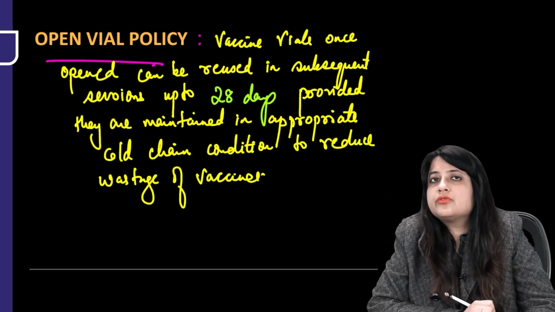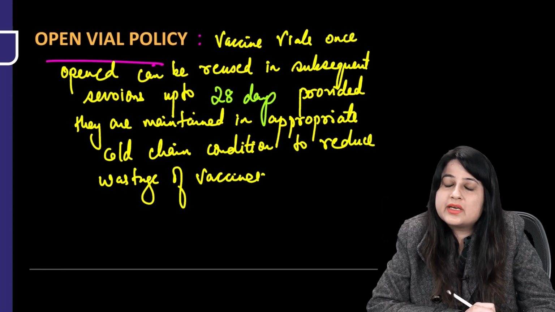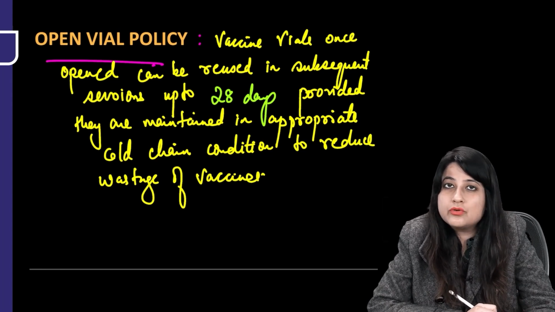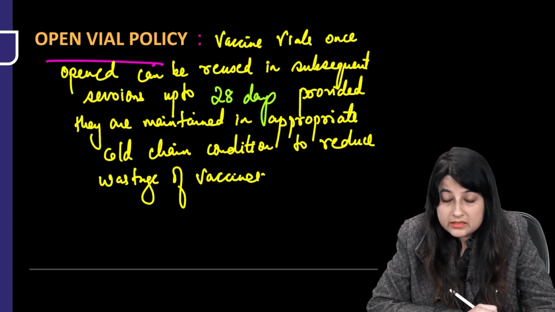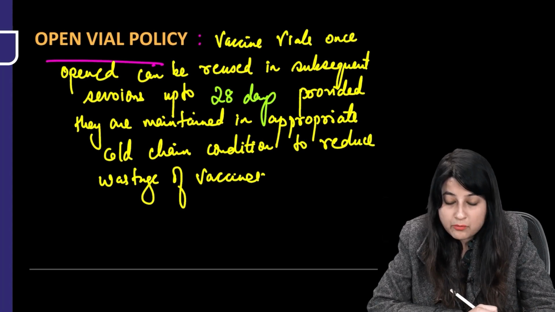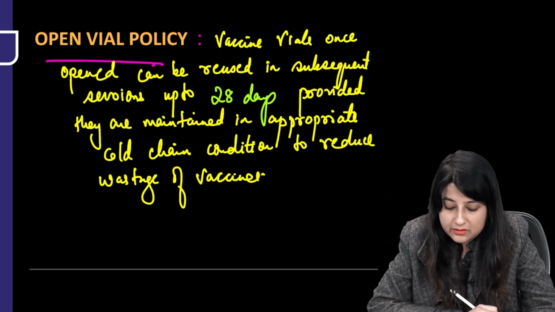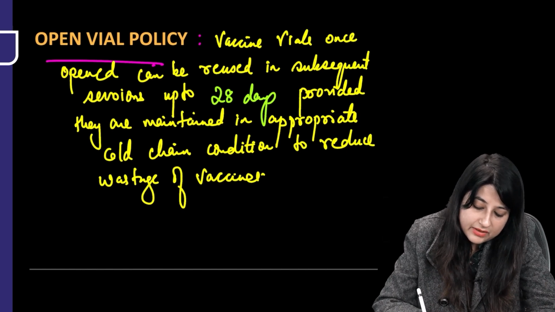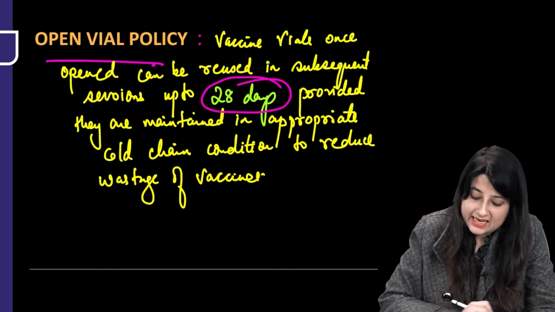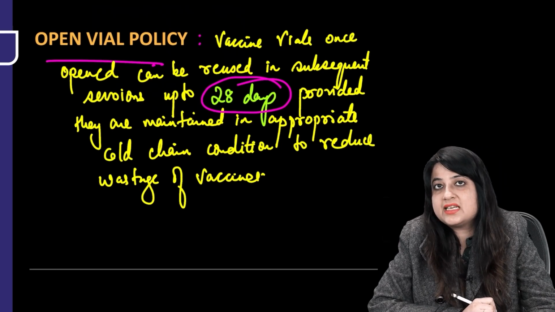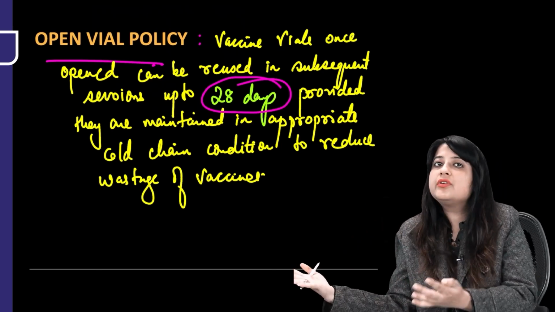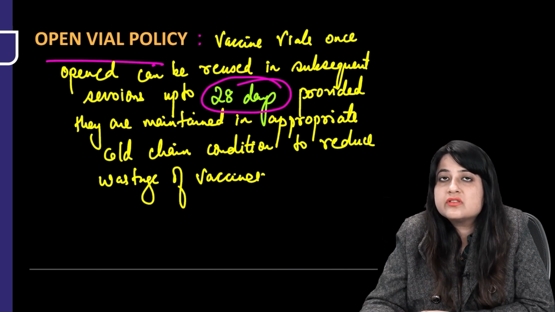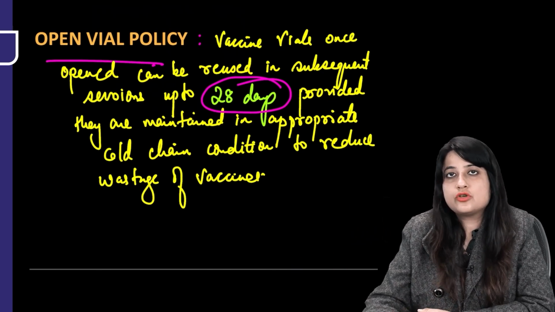Now, reconstituted vaccines we cannot reuse, because we are adding a diluent to them. But the liquid vaccines, the vaccine vials once opened, can be reused in subsequent sessions up to how many days, everybody? Up to 28 days, provided they are maintained in appropriate cold chain conditions. And what is the need? To reduce wastage of vaccines.